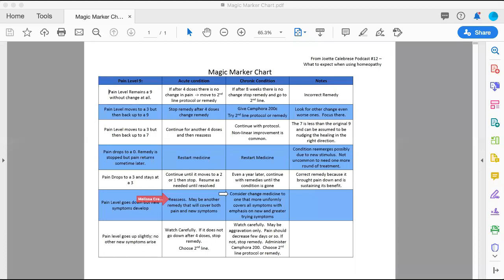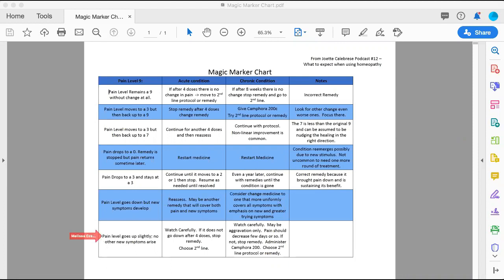So back to the magic marker chart. In an acute condition, you'll reassess because it may be a different remedy that needs to be taken at the time, depending on what's presenting. In a chronic condition, you're going to consider changing the medicine to one that more uniformly covers all symptoms, with emphasis on new and greater trying symptoms. This is how I consult you when I'm doing chronic consults. We're following up every 8 weeks so that I can help you determine whether or not to stick with the remedy based on what's going on, or change to something different or add to the protocols that you're doing.